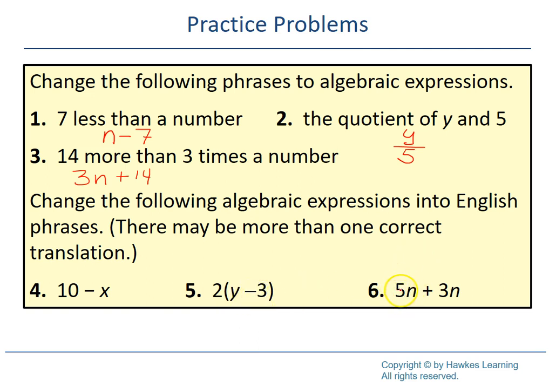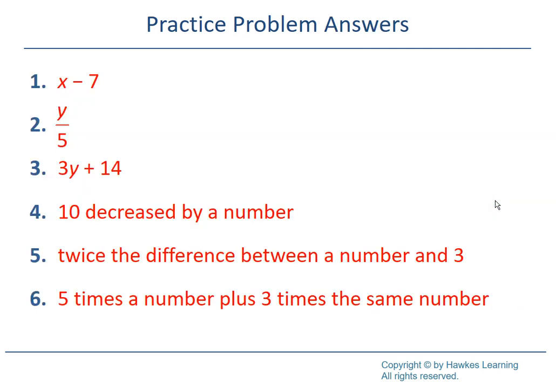All right, 5 times a number plus 3 times the same number. And we'll see what they get here. Hopefully I have this written out and you can check it. Now, they're using X and Y's. I like N, but that would be fine. And keep in mind, there are different ways to say things. And that completes our lesson.